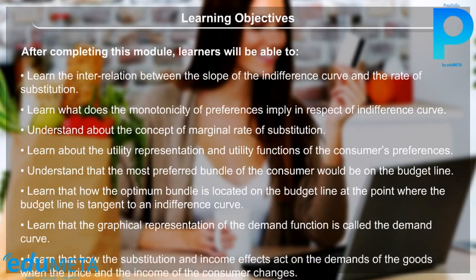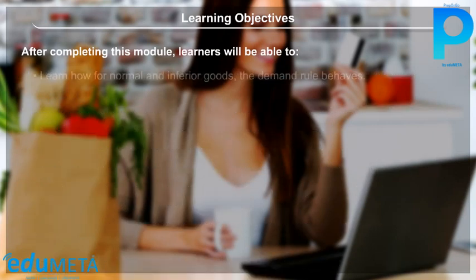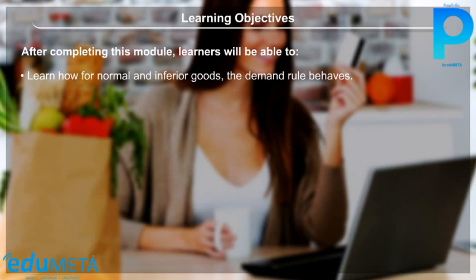Learn how the substitution and income effects act on the demands of goods when the price and the income of the consumer change. Learn how the demand rule behaves for normal and inferior goods. Learn how the market demand is calculated.